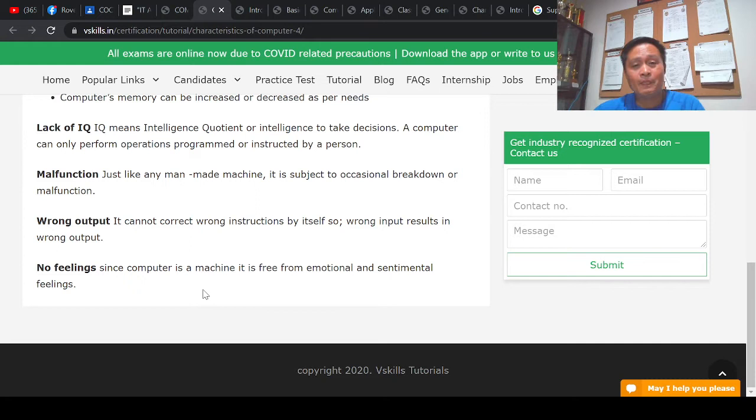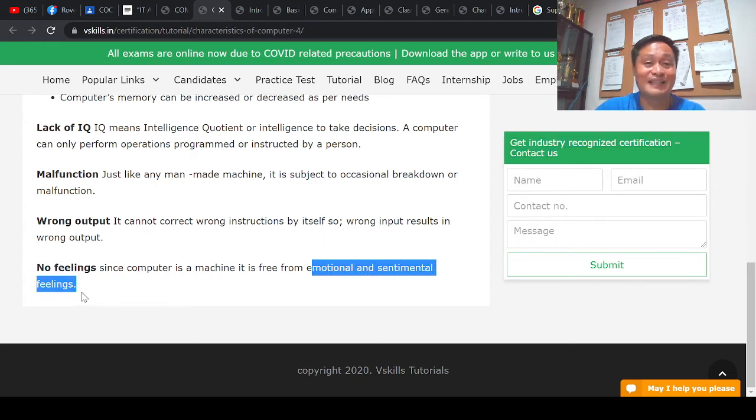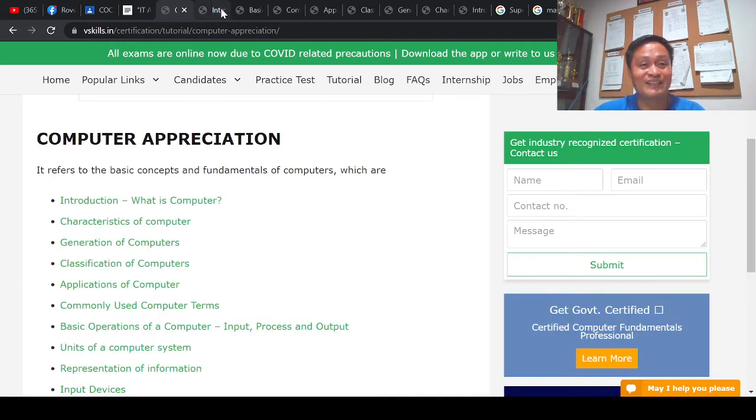And the last characteristic of a computer is no feelings. It doesn't have any feelings. Since a computer is a machine, it is free from emotional and sentimental feelings. So these are actually the characteristics of a computer, and I hope I was able to explain each one of them, right?